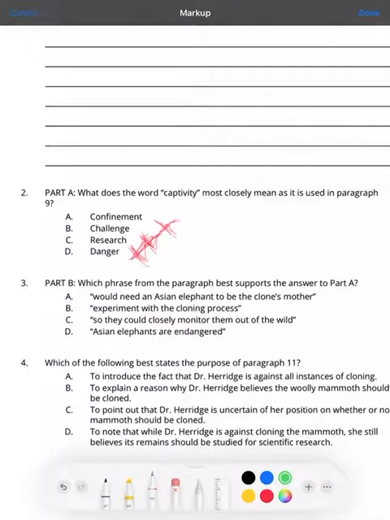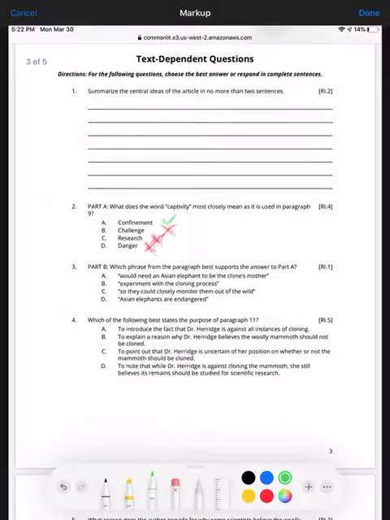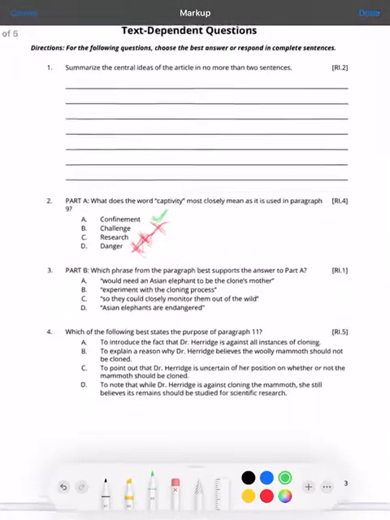So I'm going to assume that my answer is going to be A, but I don't know that, right? I'm going to guess that it means A just because of my knowledge of the definition. But it's actually asking me as it is used in paragraph 9. I haven't even read the passage yet, so I'm just going to guess that. Which phrase from the paragraph best supports the answer to part A? Would need an Asian elephant to be the clone's mother?